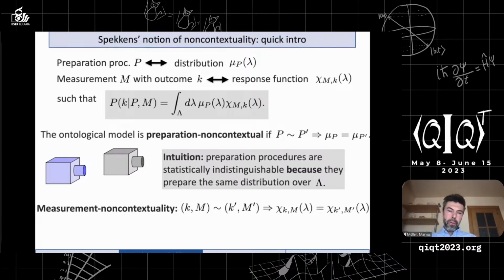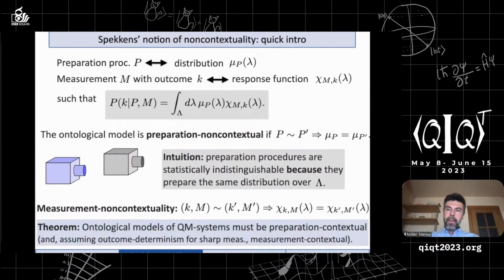Similarly, you can introduce the notion of measurement non-contextuality and say, if some measurement outcome pair is indistinguishable statistically from some other one, then this is because the 2 response functions are identical. And if you have both, then you would call the model non-contextual. Now, Rob argues at length why this is a natural assumption to make. I'll get back to that in a couple of slides.